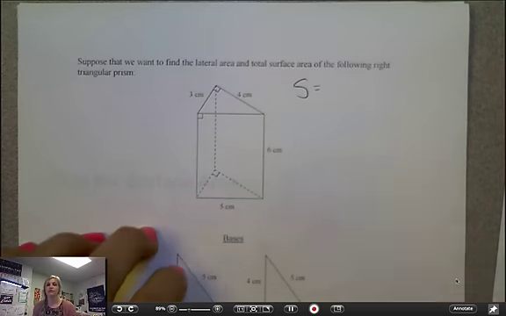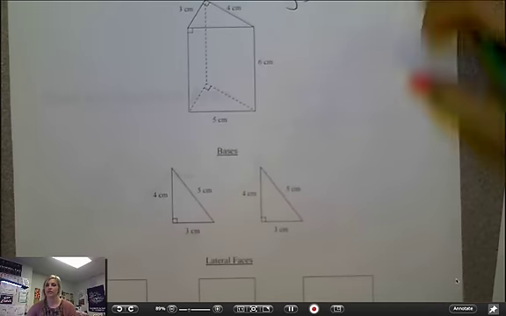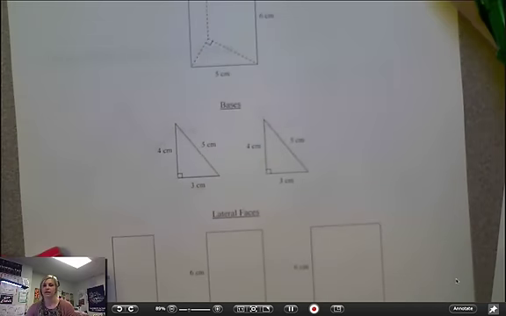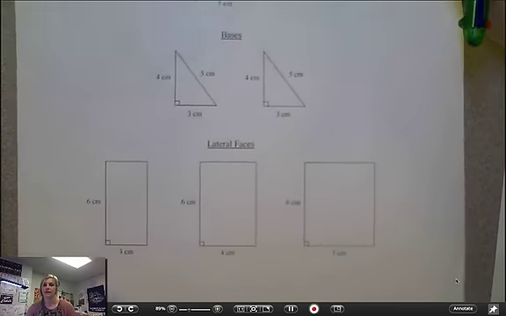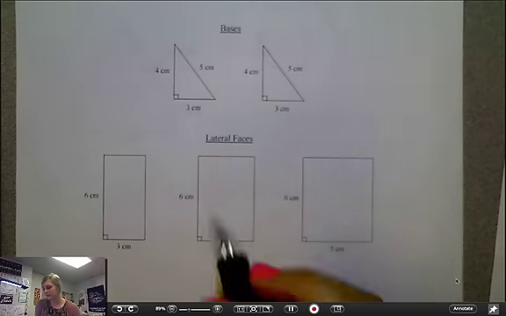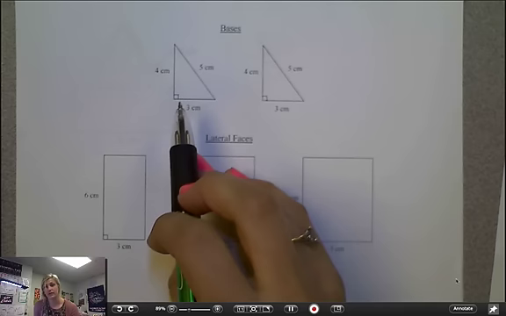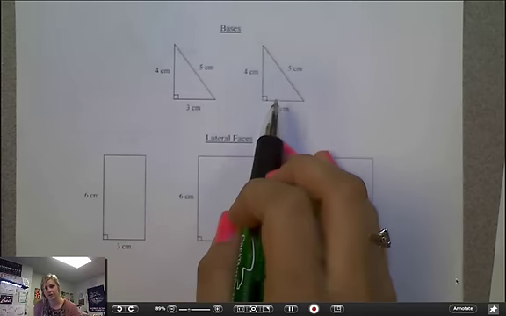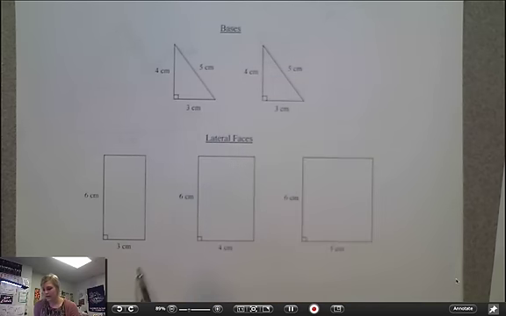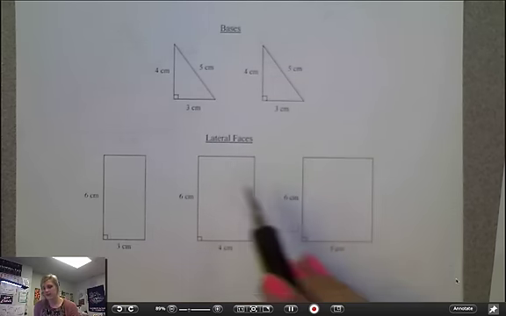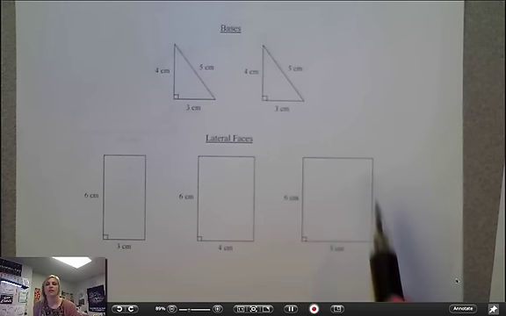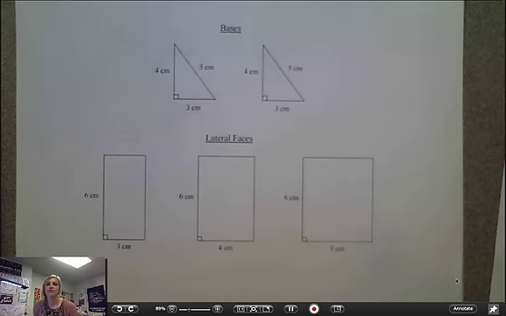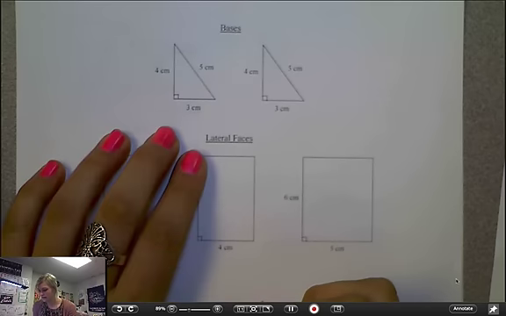I kind of, for those visual learners, kind of broke this up. So I know in previous grades you learned a lot about nets, but I wanted to show you that the bases look exactly like this, and there's 2 of them, and they're identical. And then I have these sides. So really, for the surface area, I'm just finding the area of each of these items and adding them all together. So let's go ahead and write our formula.